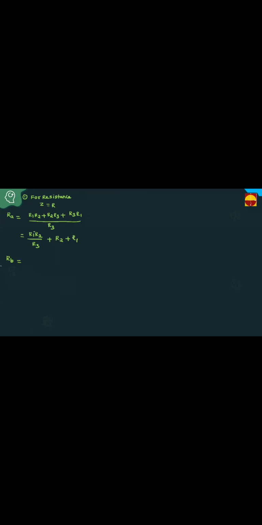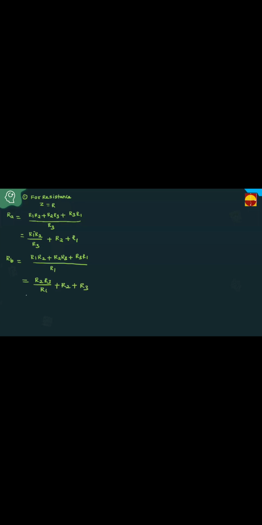Similarly, calculate RB. R1 R2 plus R2 R3 plus R3 R1 divided by R1, just replacing Z equal to R by R1. How to simplify this? You can also get R2 R3 by R1 plus R2 plus R3.